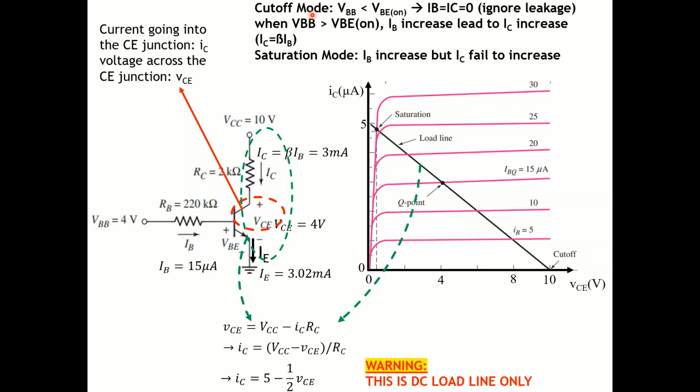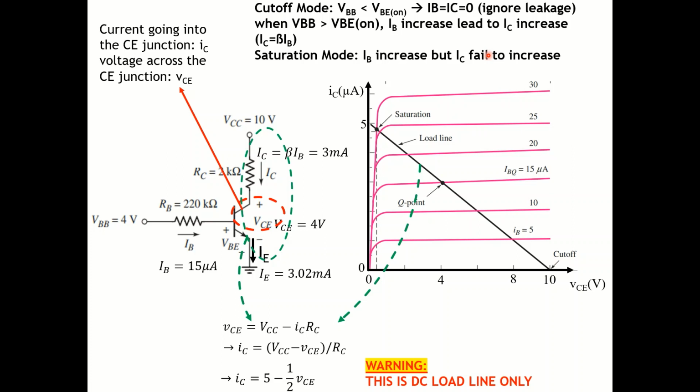So there are a few things you need to know about modes of operation. When VBB is less than VBE on, technically you are not powering your transistor enough. Everything should be turned off. There will be some leakage, we talk about it later, but for this case, we're not going to care about leakage. We assume that this is the perfect world. But yes, in the cutoff mode, there's no current going through anything. So base current 0, collector current 0.